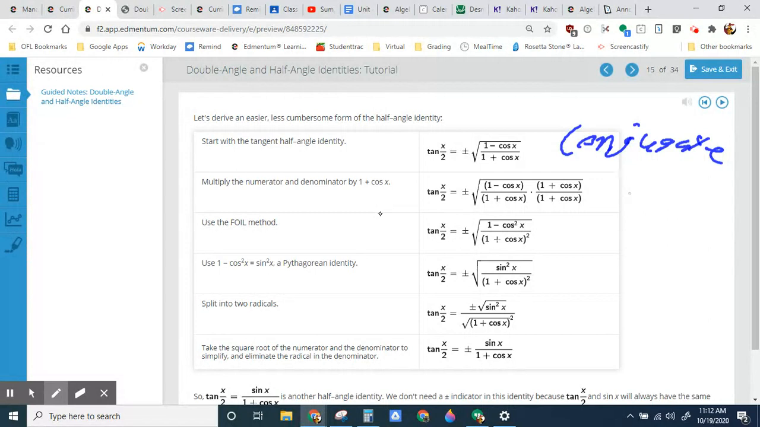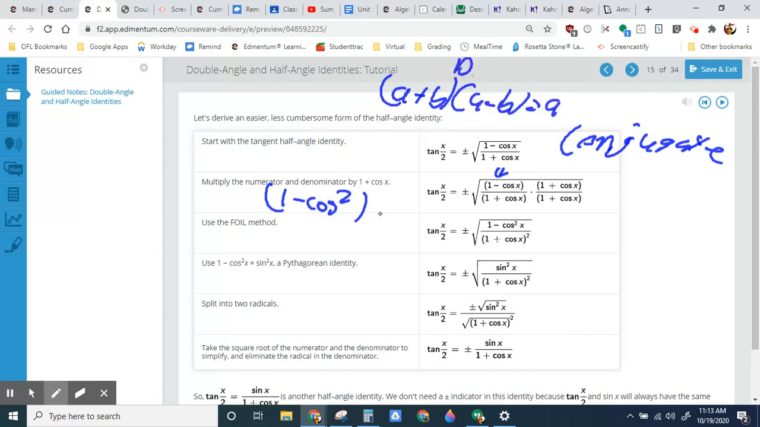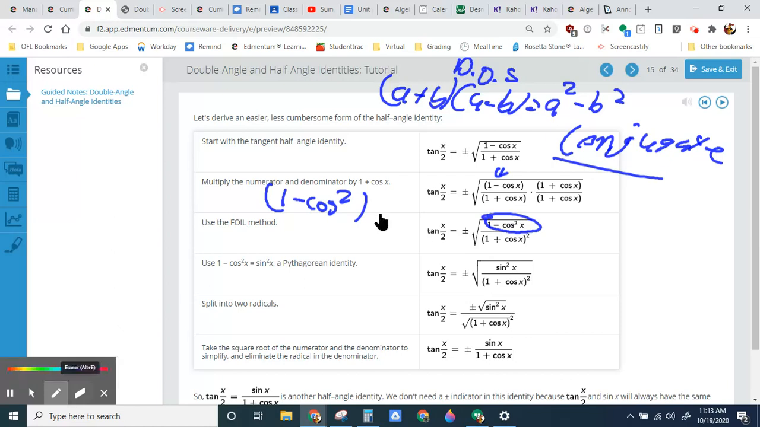So I'm going to do the conjugate. By doing the conjugate, we want to do the opposite sign. When we do this, this creates this 1 minus cosine squared. The reason for that is this is essentially an a plus b times a minus b situation, so difference of squares. We're using the concept of difference of squares, using the conjugate to create this part right here. It also creates a perfect square towards the bottom, because it's the same thing.